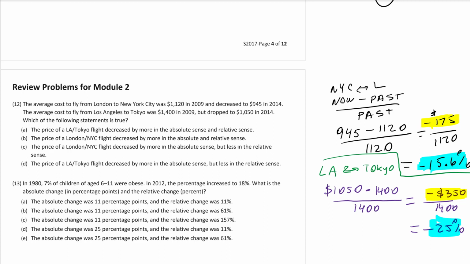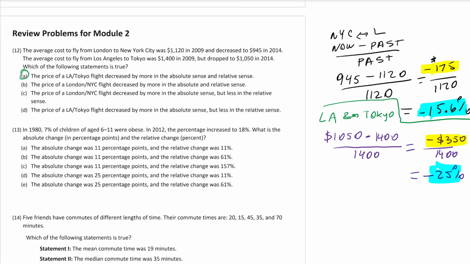Looking at the choices, you can see that LA to Tokyo had the largest drop in the difference, in the absolute sense, and it's the largest percent drop. Okay, they're both negative, but if you think of this as a drop, LA to Tokyo would have the largest drop both in the absolute and the relative sense. Okay? All right, question number 13.